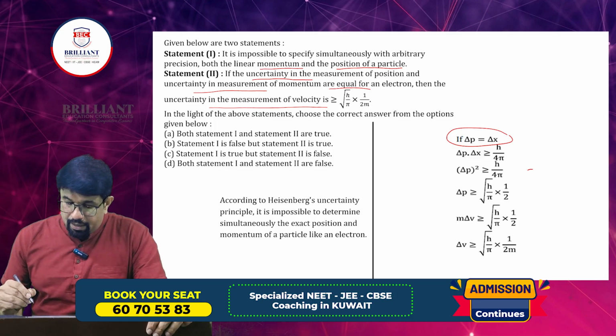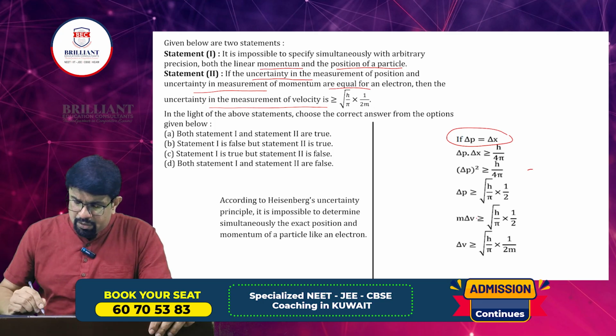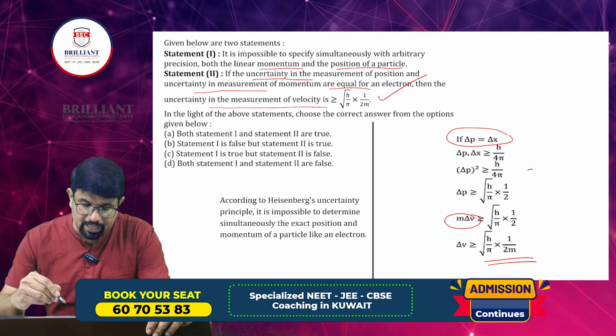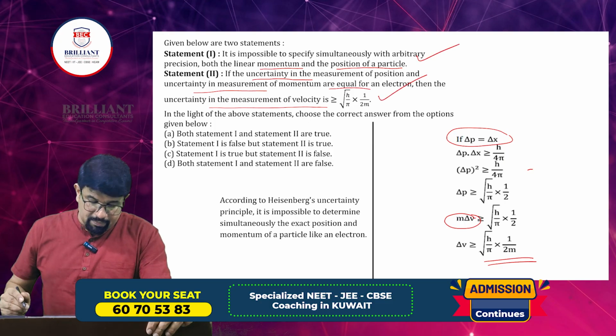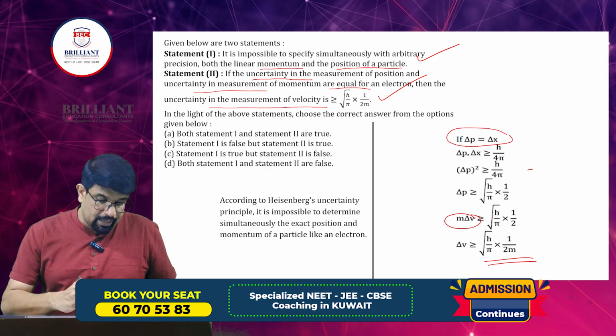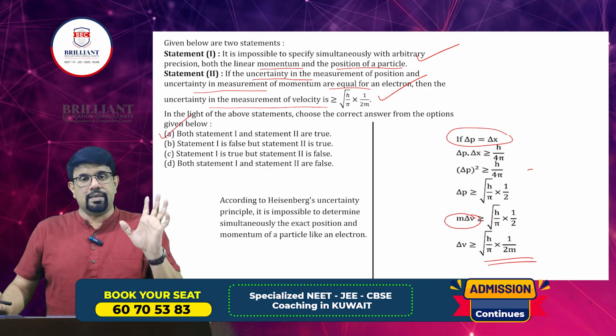Then delta p is m into delta v, right? That gives delta v is equal to root of h by pi into 1 by 2m. That is what they have given here, right? So both the statements are correct. So which is the correct option here? Both statement 1 and 2 are correct, so A is the correct answer.